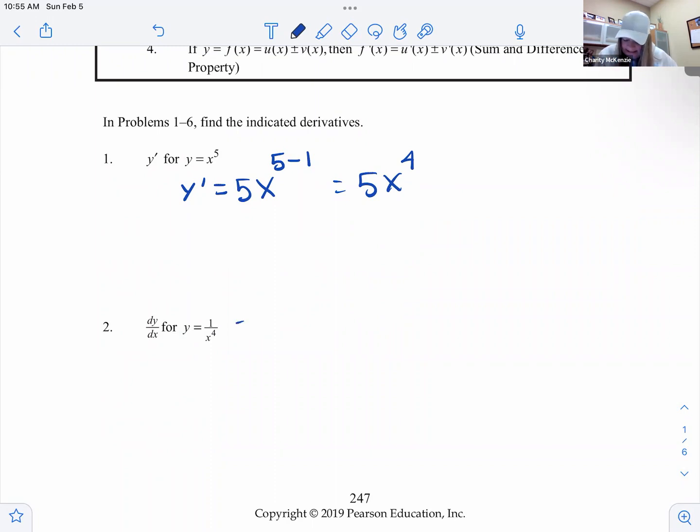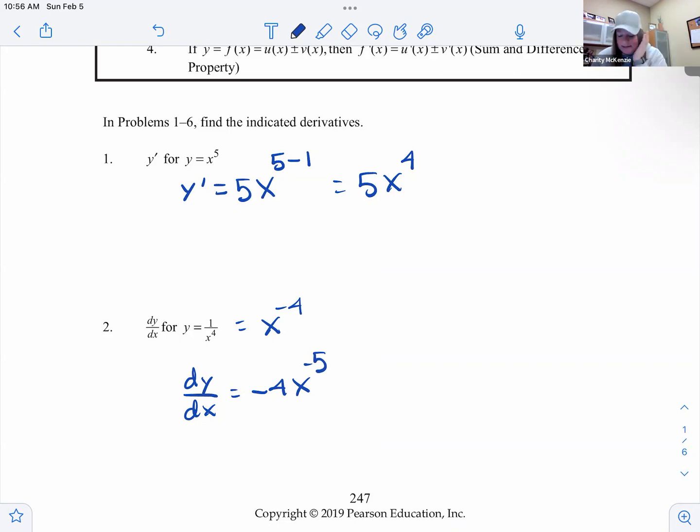We're going to look at this and think that it's the same as x to the negative 4. Then I can take the derivative of that. They want me to label this one dy/dx, change in y over change in x, which is totally fine. Whether it's a negative exponent, you still bring it down front. So negative 4, and then minus 1 from negative 4 is negative 5. We could then move that back to the denominator if we want.